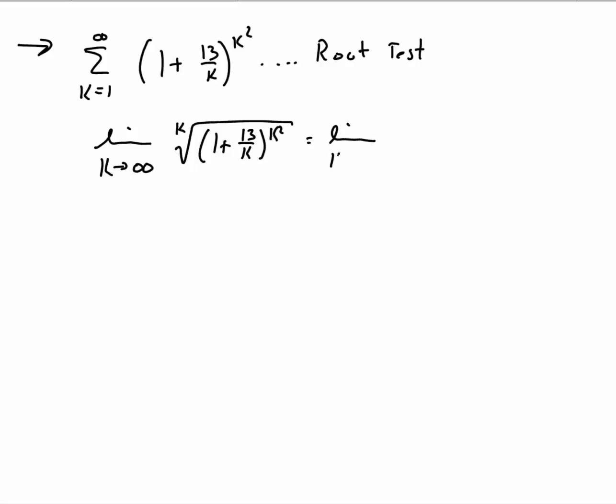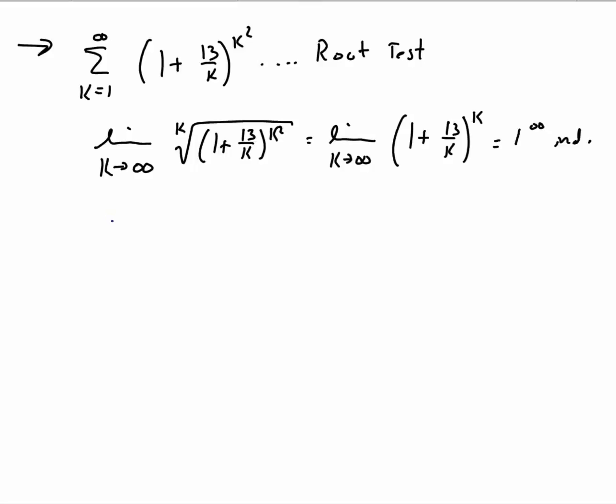So as we simplify this, this is the limit as k approaches infinity of 1 plus 13 over k, and then k squared over k would just leave me with a k. Now this should look pretty familiar. This I can't take the limit of right now. If I do, I would get 1 to the infinity, which is an indeterminate form. So I'd want to use logs.